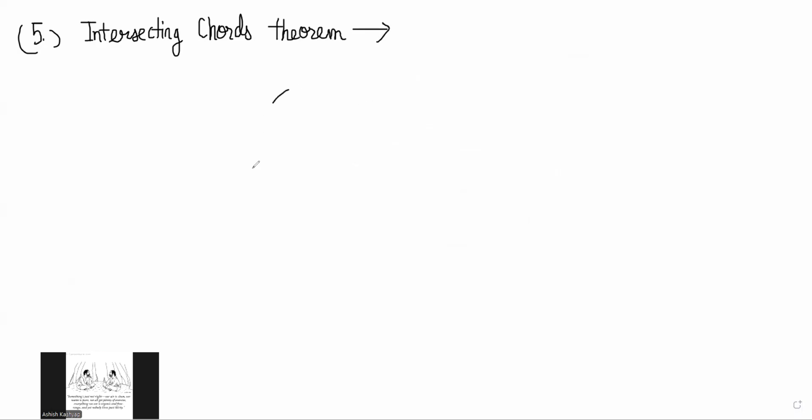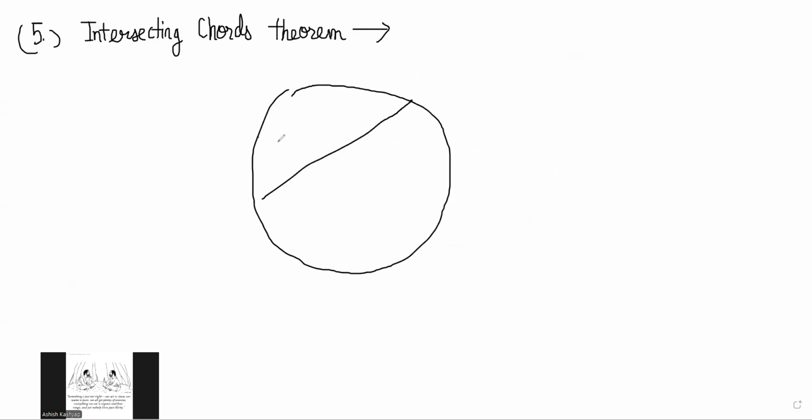Basically, we have a circle and we have two chords that are intersecting. Let's say A, B, C, D. We are saying the measure of the angle formed by two chords that intersect within a circle is 1/2 the sum of the measures of the arcs intercepted by the angle and its vertical angle.